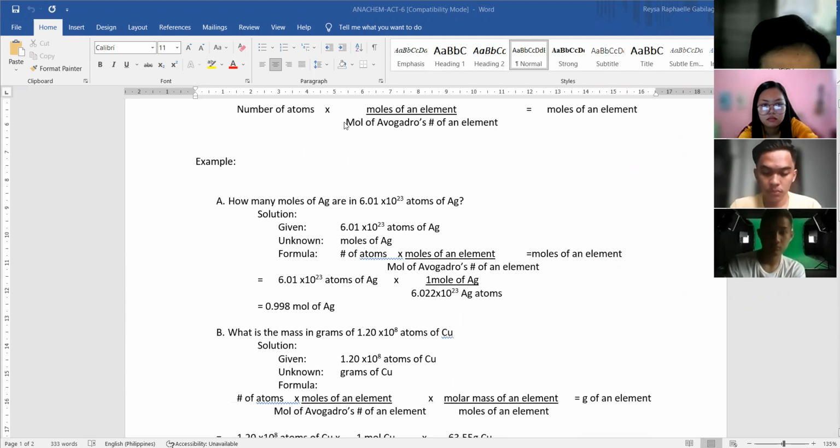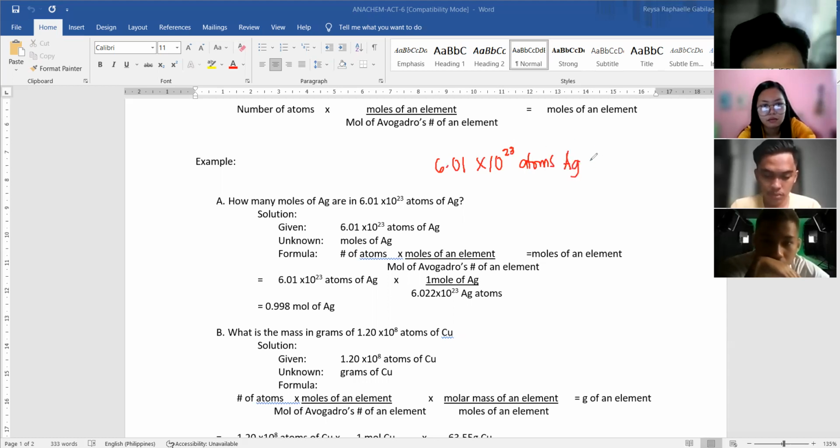Letter A, how many moles of silver are in 6.01 times 10 raised to the power of 23 atoms? So kung meron ka daw 6.01 times 10 raised to the power of 23 atoms, ganyan karami yung atoms ni silver, ilang moles daw yan? So ang gagawin mo lang is imumultiply mo lang siya sa Avogadro's number.